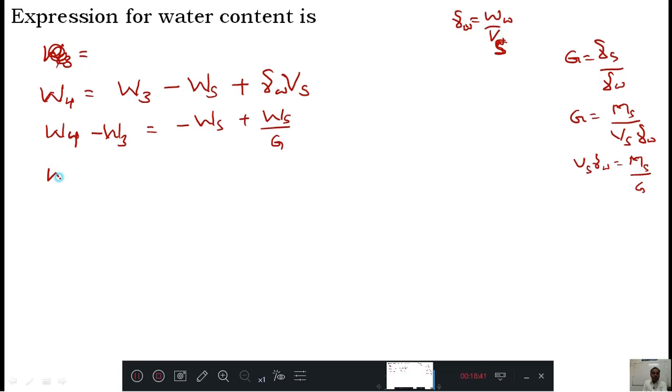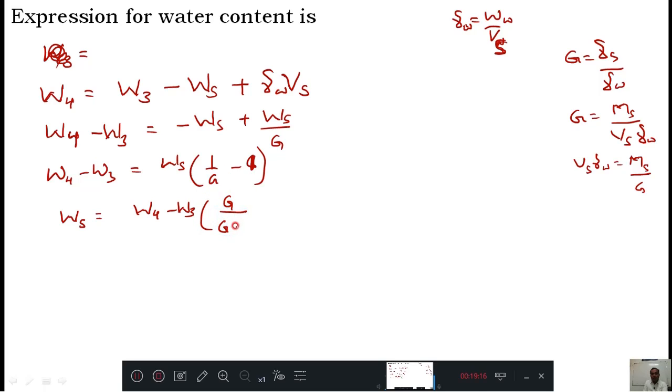Right? Now this is W4 minus W3 equal to. I will interchange this so that the minus comes inside. Therefore Ws is taken common, 1 by G minus 1. Correct? Now I get the expression Ws equal to W4 minus W3 divided by, this is okay, and this one I need to take to that side. First I will take the LCM, and this becomes G divided by G minus 1, 1 minus G.